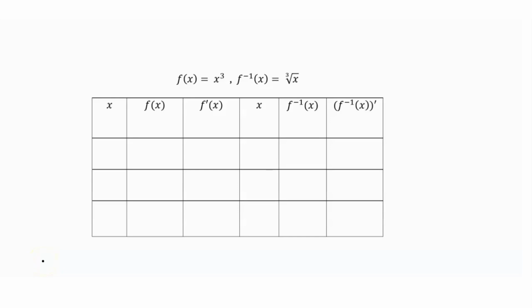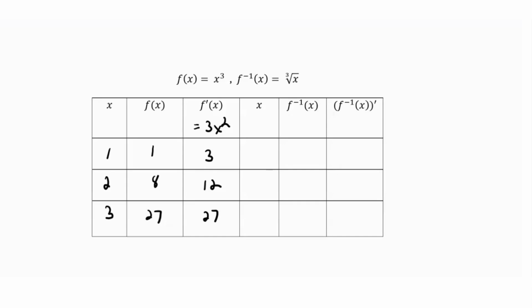Let's try it now with f of x equal to x cubed. The inverse function would be the cube root of x. We're going to use 1, 2, and 3 as our x values. So f of x in this case would be 1, 8, and 27 when we plug into x cubed. The derivative of x cubed would be 3x squared. If we plug in the x values, we would get 3, 12, and 9 times 3 is 27.